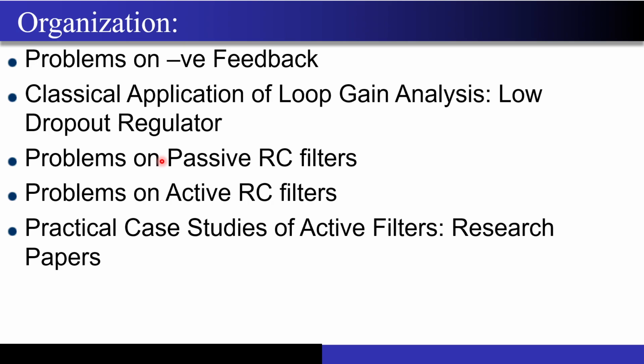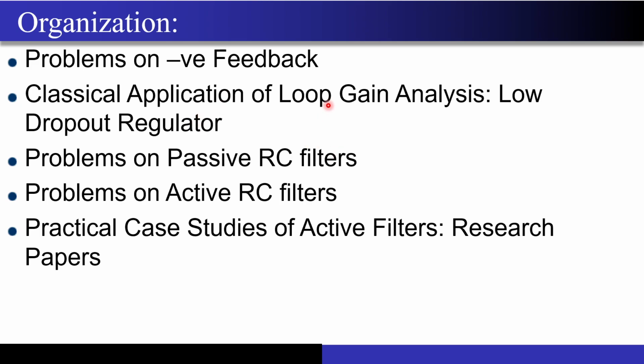Sir has taught you about the loop gain analysis, right? So we will try to take a case study of a low dropout regulator and try to see how that loop gain analysis comes very handy in trying to calculate the power supply rejection ratio. Don't worry, we won't go into too much depth. I will try to make it in such a simple manner that even if you have just taken a basic course on the analog circuits, you will be able to understand this case study.